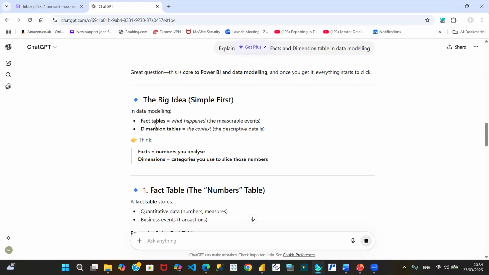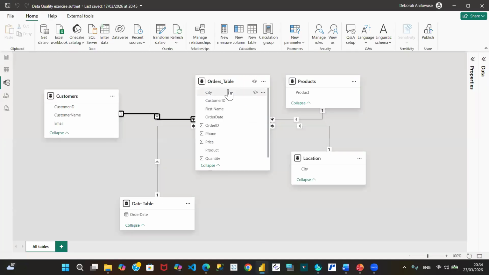In data modeling, fact table equals what happened, the measurable event. If we go into our tables, now we are saying the orders table is a fact table. Most of the time, your fact table is the many side. It is where the events of that organization are recorded. In this case, the event is we are selling, so people are placing orders. So orders being placed is the event, and that can happen as many times as possible with one customer. That's why it is the many side of the relationship.